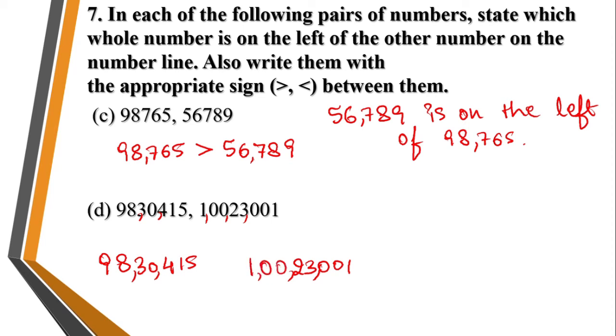Now let's compare them. To compare, we should first check the digits. In the first number we have 1, 2, 3, 4, 5, 6, 7. So in the first number we have 7 digits. And in the second number we have 1, 2, 3, 4, 5, 6, 7, 8.